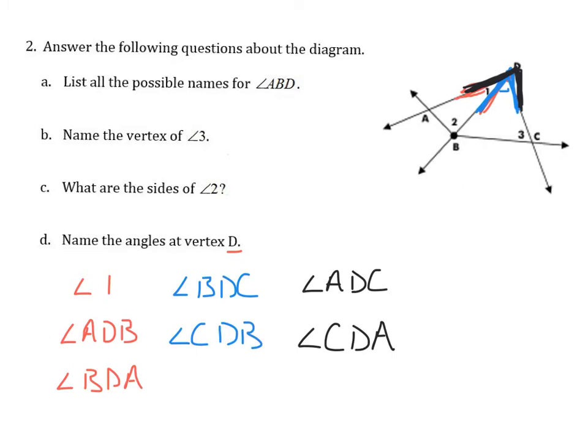All right, once again, notice that I did not write angle D anywhere because that is not a valid name because I'm not sure what angle I'm referring to. I need to use 3 letters in this case. And notice that in all my names, D is the middle letter because D is the vertex for all those angles.